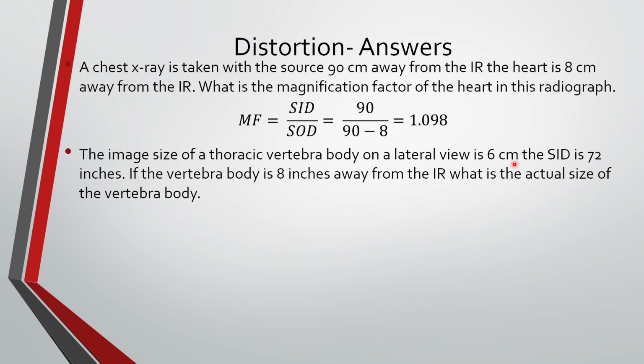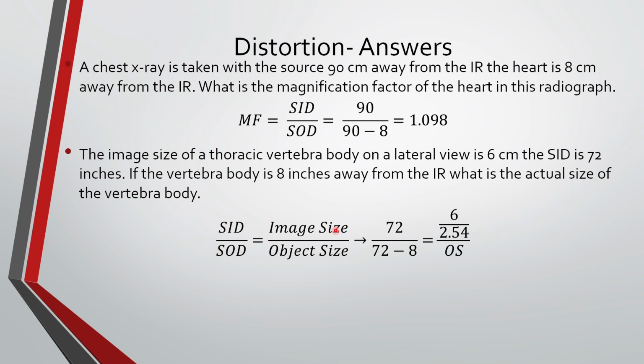Okay, and the rest are in inches, so we need to convert this. We'll probably just convert everything to inches, right? But we can convert these to centimeters too. The image size of the thoracic vertebra. So we're looking for the actual size of the vertebral body. So we're looking for the object size. So we know that SID over SOD equals image size over object size.